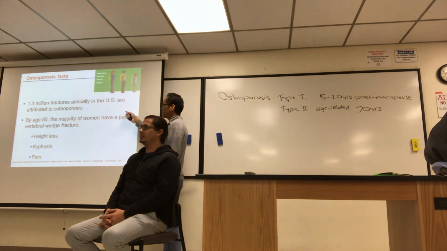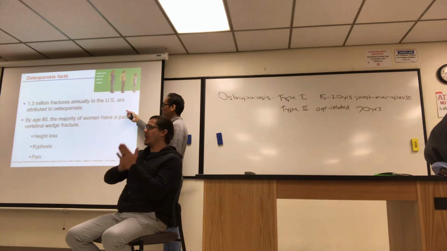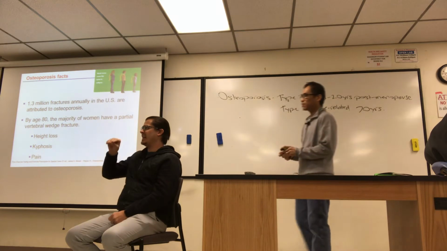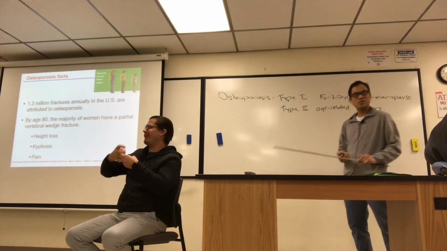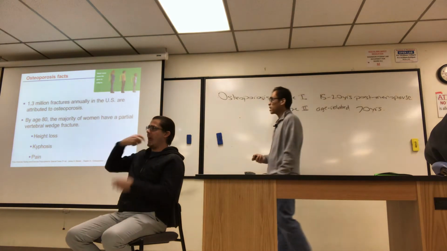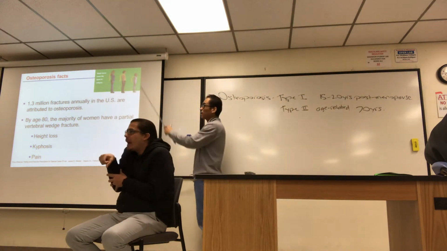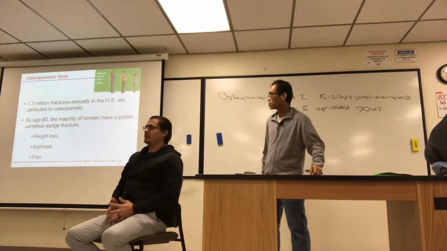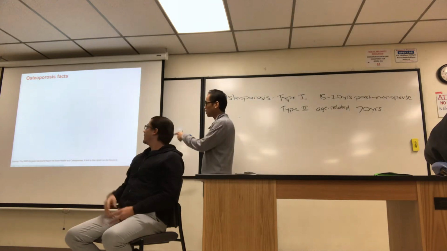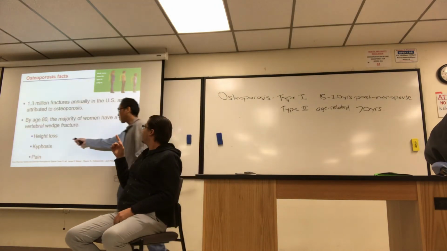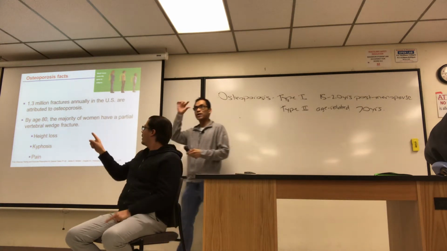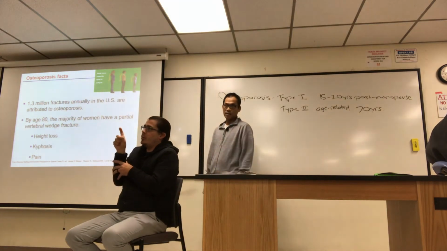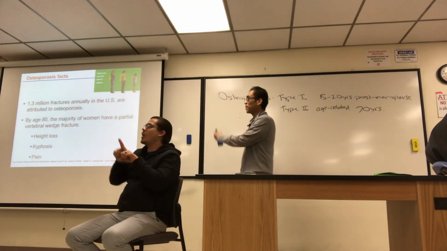Just to put some numbers to it, there's 1.3 million fractures annually attributed to osteoporosis. By age 80, the majority of women have some kind of vertebral wedge fracture. Those are your backbones. That's why you can have a hunchback, maybe some height loss because of the vertebral wedge fractures. Kyphosis, I'm sorry, I went too fast. So you have height loss. Kyphosis is hunchback. Maybe the wedge fracture occurred in the vertebra in your chest region, causing kyphosis. That would explain the height loss, like the picture shows.